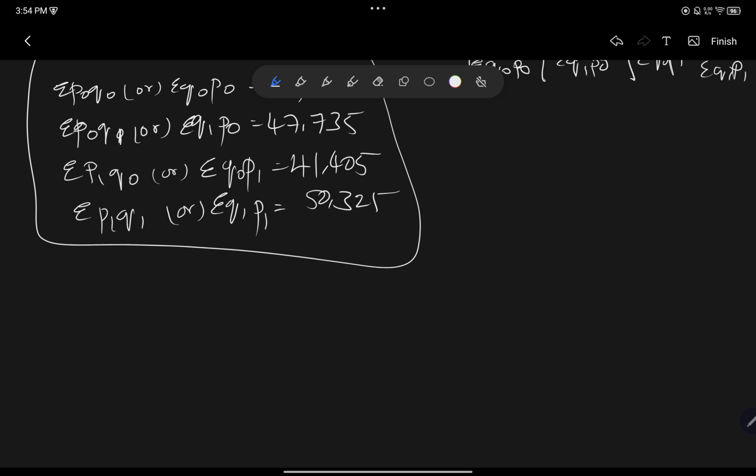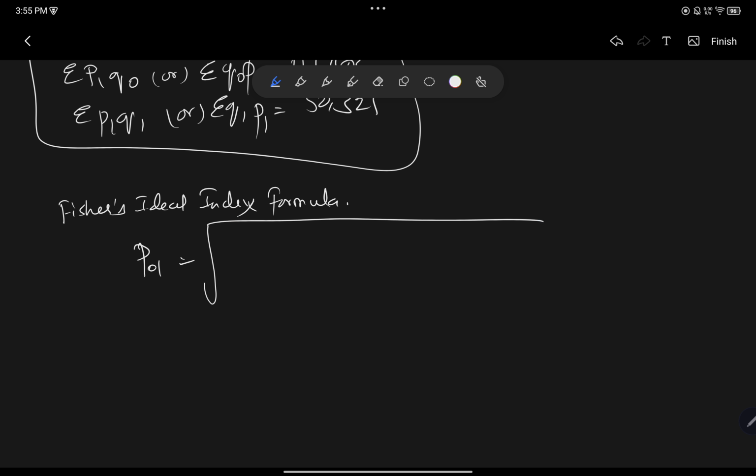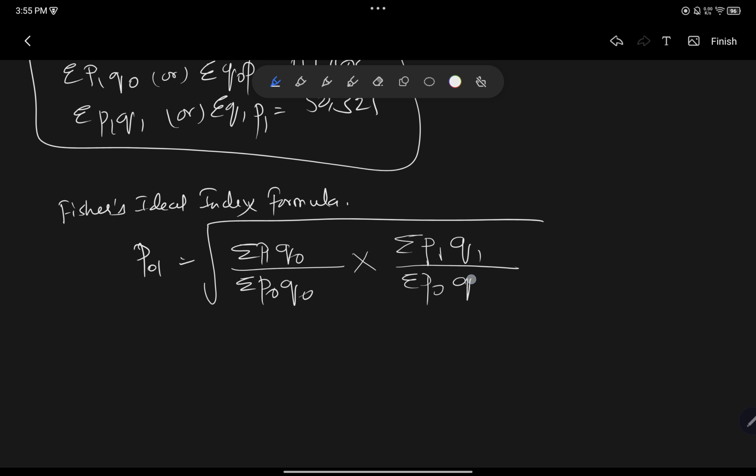So as per the formula, Fisher's ideal index formula, P01 is equal to square root of, first we need to put Laspeyres' method, later Paasche's method. Laspeyres says the formula should be summation of P1, summation of P0. He gives importance to quantity of base year, so here Q0, Q0. But Paasche says no, we need to take quantity of current year, hence he gives the formula Q1, Q1.